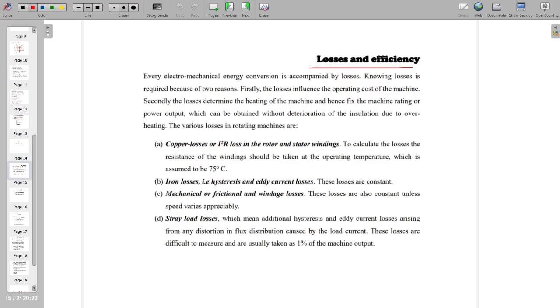Losses and efficiency. Basically the induction motor is built with copper winding, having copper losses, which are in the rotor and the stator winding. To calculate this, the resistance of the winding should be taken at operating temperature, which is assumed to be 75 degrees Celsius. So copper losses means I squared R. If the stator resistance is considered, these losses are stator copper losses. If the resistance is considered on the rotor side, then those losses are considered as the rotor losses.